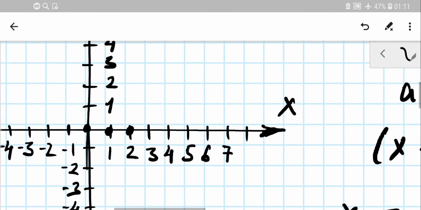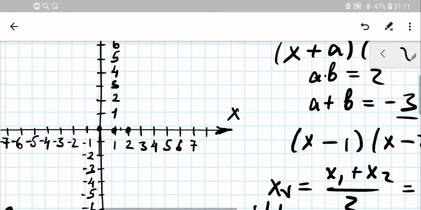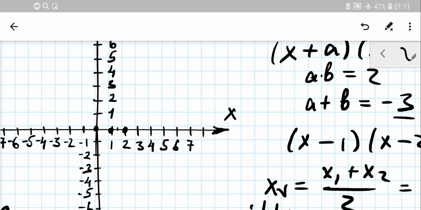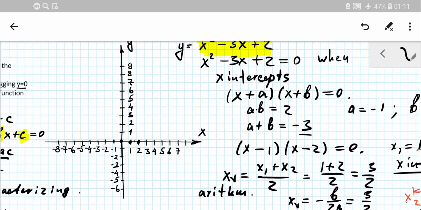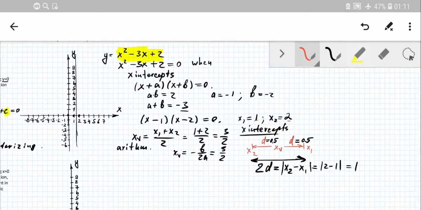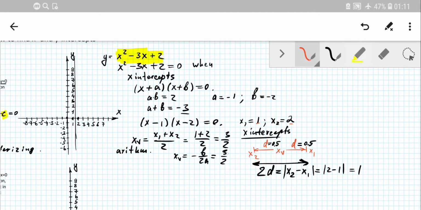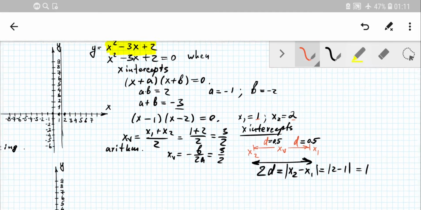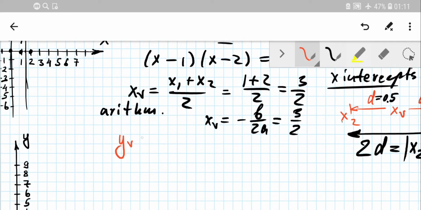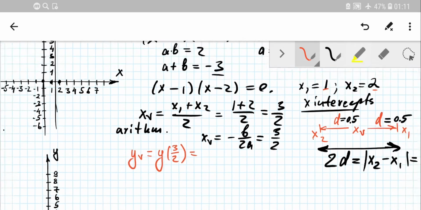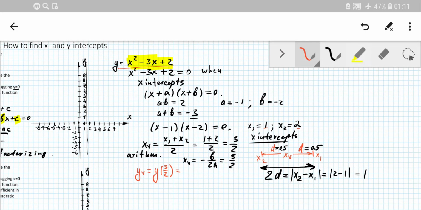We've got 3/2 as the x vertex, and this is exactly the line of symmetry. So I'm going to use that as the line of symmetry, and it goes down, something like this. And what about our y vertex? Can we find it? Of course. We just need to plug 3/2 into our original expression, x squared minus 3x plus 2.